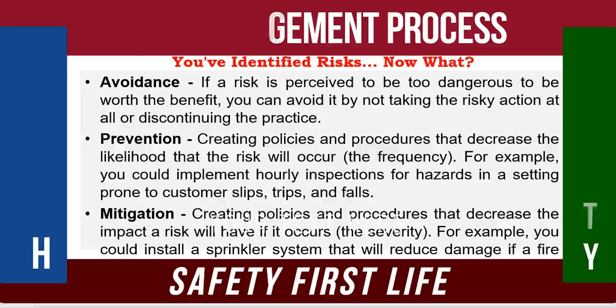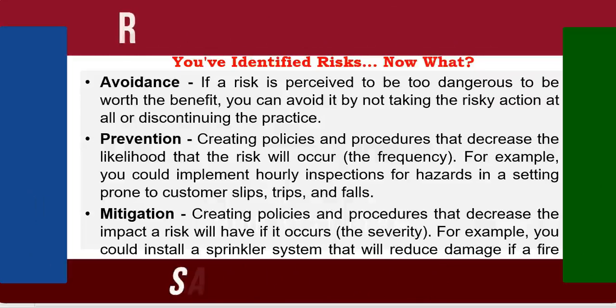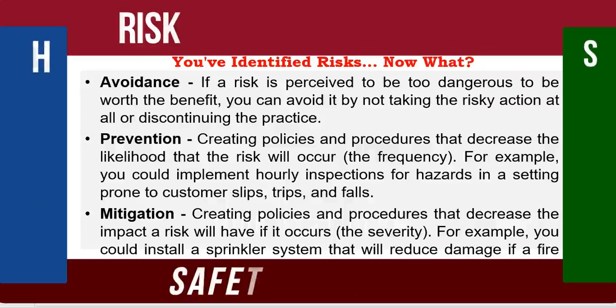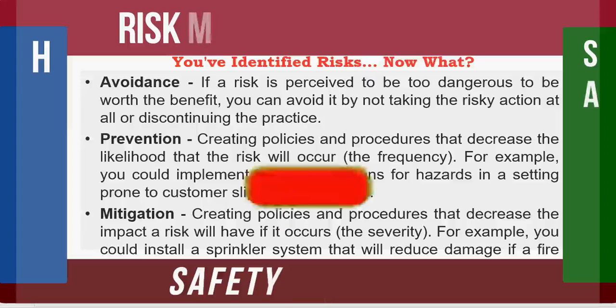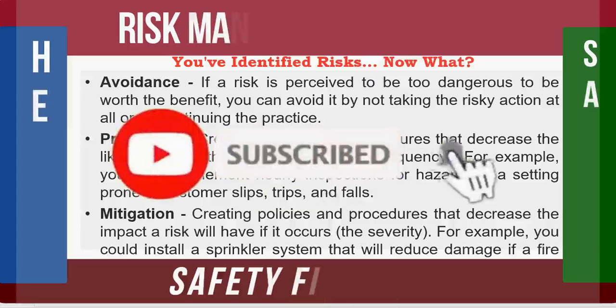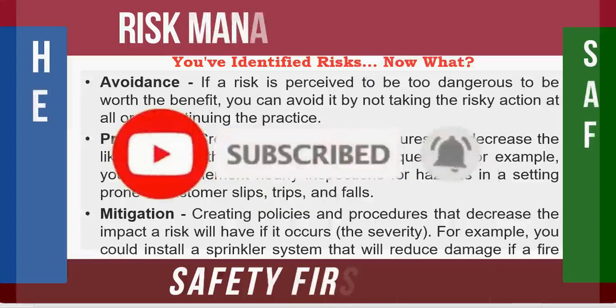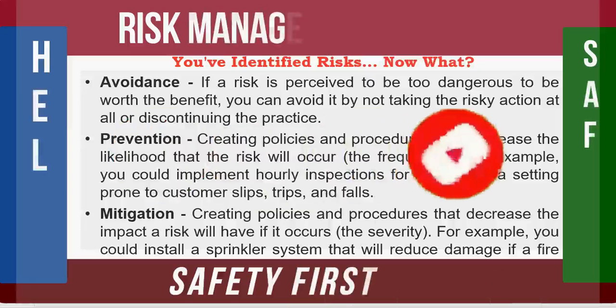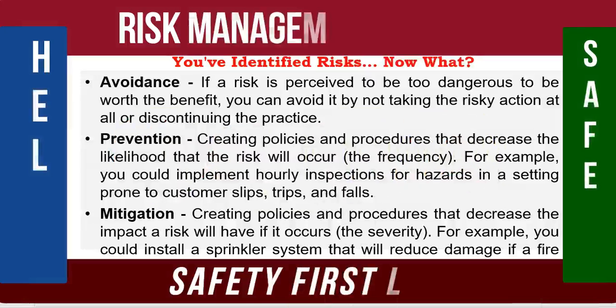Fourth way, risk prevention: creating policies and procedures that decrease the likelihood that the risk will occur, the frequency. For example, you could implement hourly inspections for hazards in a setting prone to customer slips, trips, and falls.